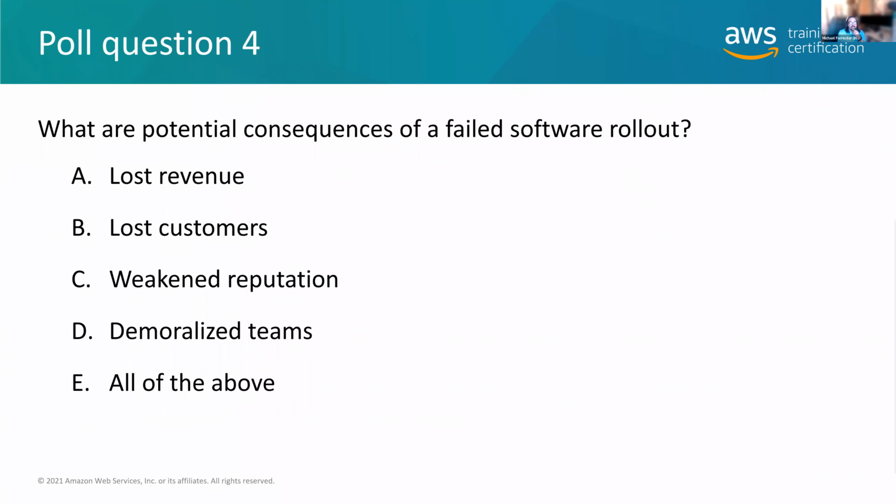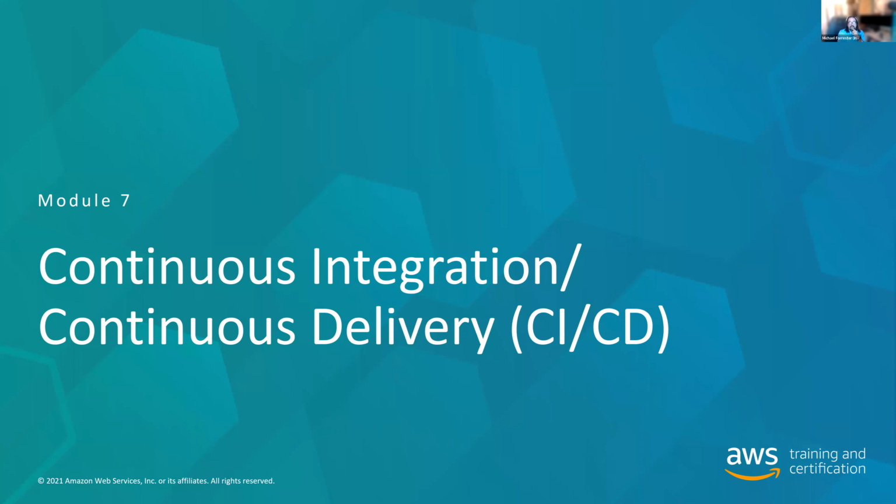The other thing to think about, and this is kind of a marketing slide, is that they want you to think about the fact that you could lose revenue and customers, weaken your reputation, and demoralize teams if you have a failed software rollout, which I've experienced all of those, actually. So with CI/CD, the push for automation in general, the reason for this push is to avoid all these consequences. All right, so let's dive into CI/CD.